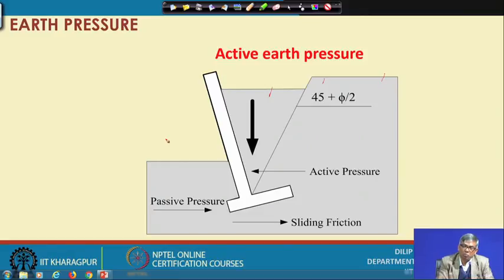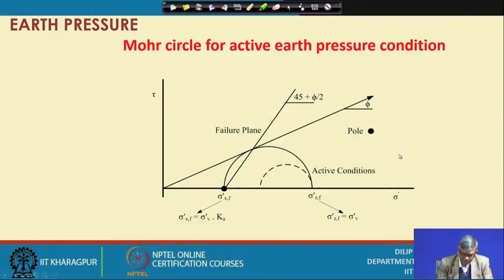This soil mass will move along with the movement of the wall, and this is the active case. When the movement happens slowly, at a certain movement it will reach the minimum value, and beyond that it will be considered a failure. That minimum value is called active earth pressure, and if you see it in the Mohr circle, this was either sigma z dash or sigma v dash, or sigma naught dash, anything you can write, all are the same.